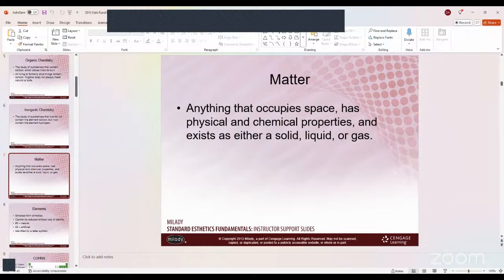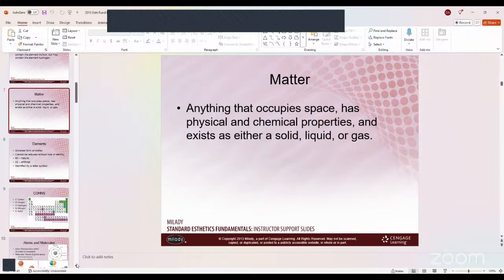Matter is anything that occupies space, takes up space. It can be measured, has physical or chemical properties, and exists as either a solid, a liquid, or a gas. We do have water as an example of that.